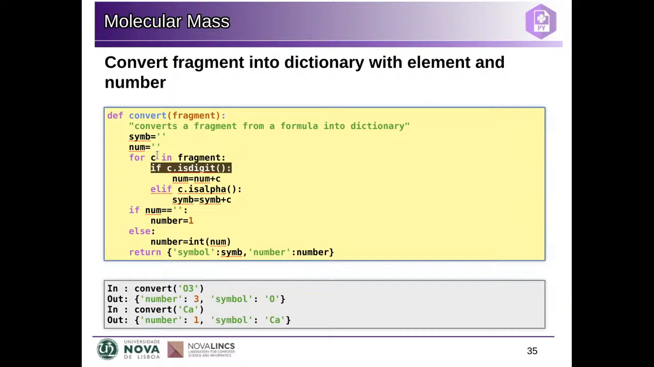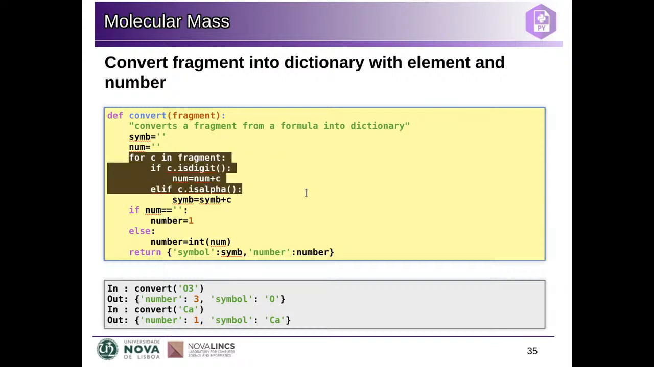If it's a number, we're going to add the digit to the number here. So isdigit is true if you find something that is a digit. Otherwise, we're going to check if it's an alphabetic character. So if it's a letter, it can be uppercase or lowercase. If that is what happens, then we're going to add it to the symbol.